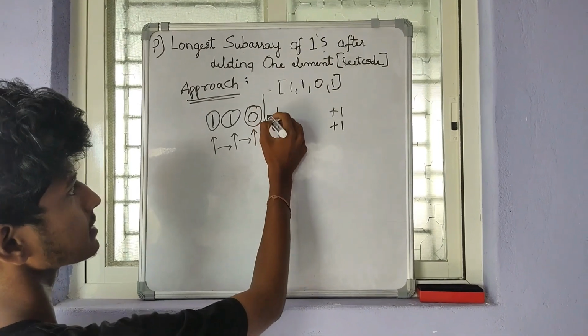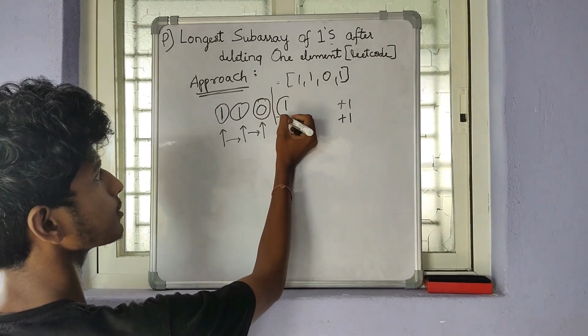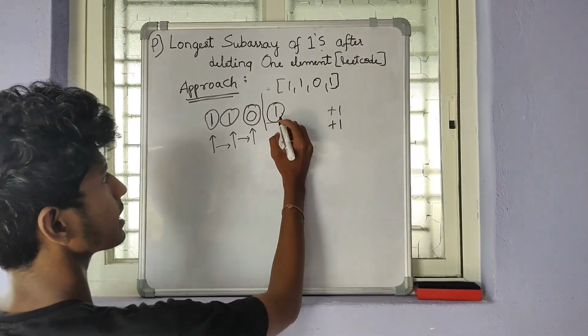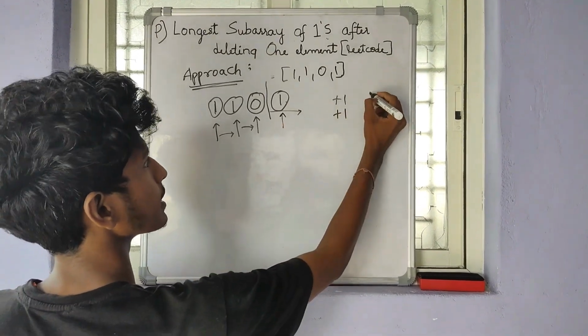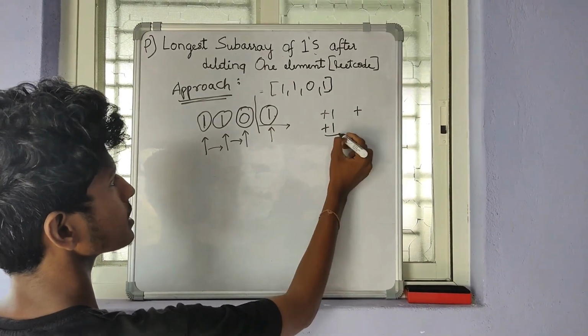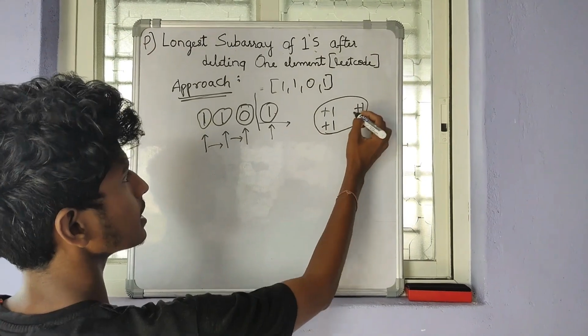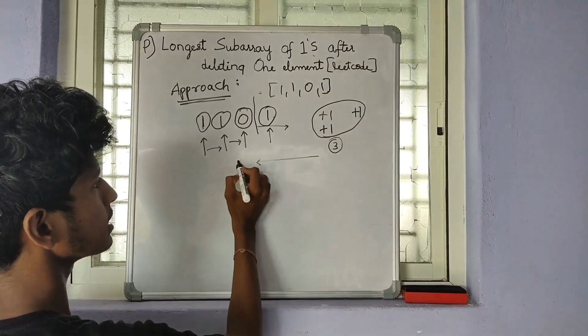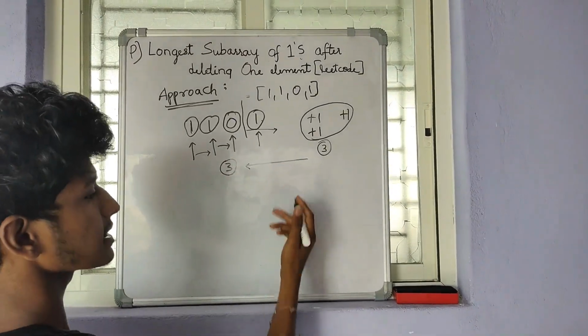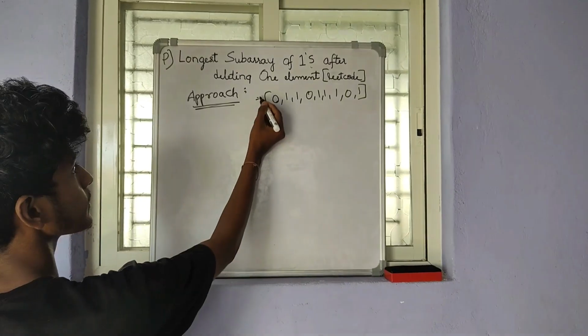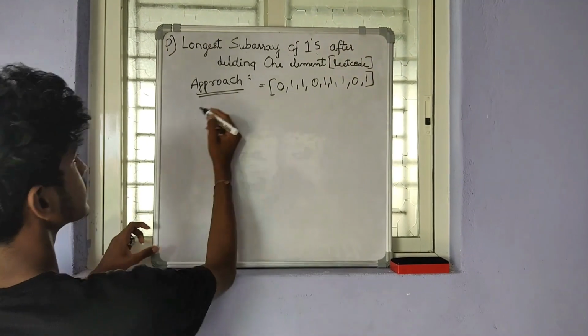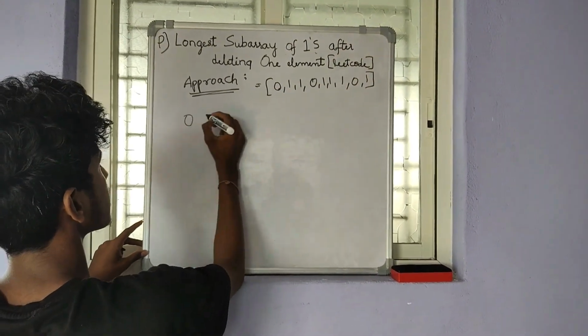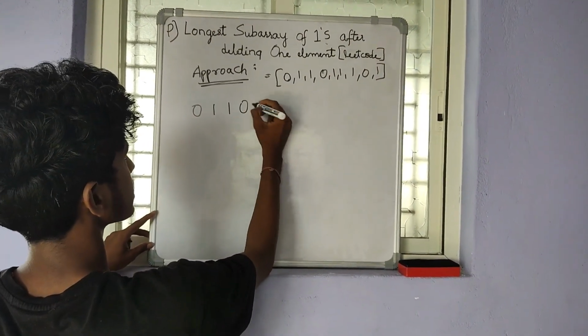This is the else part. If I see 1 again, then increase the count by 1. Then you just return the total count. This is the 3. The output for this code is 3, and I'll use another test case. This is the second test case. Firstly, I'll write the array elements.